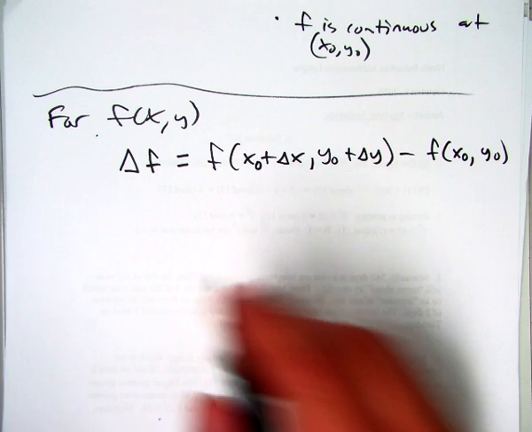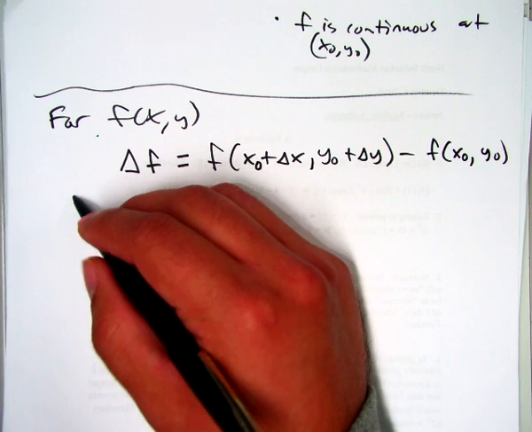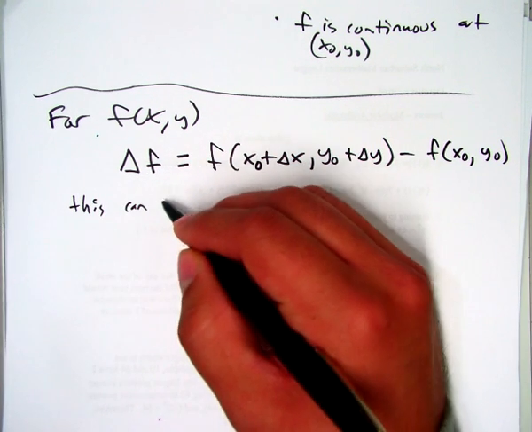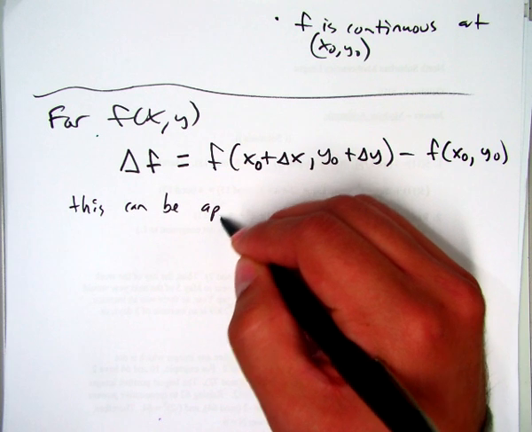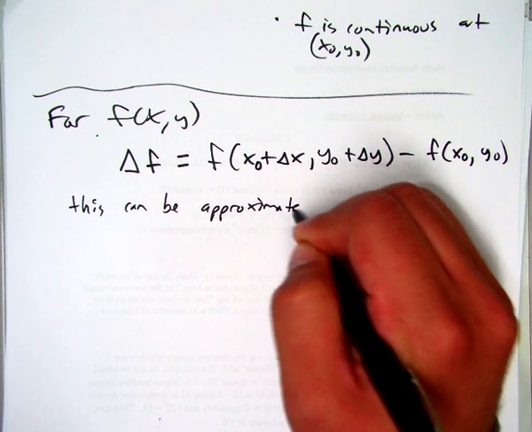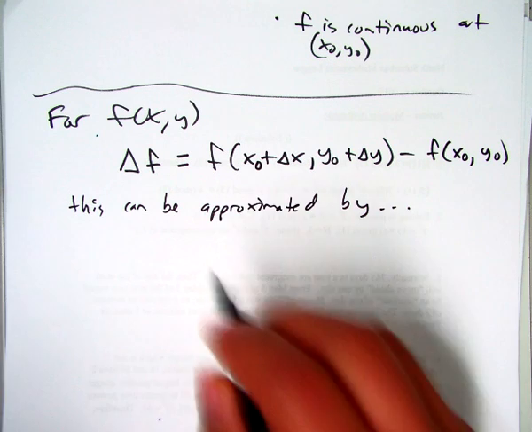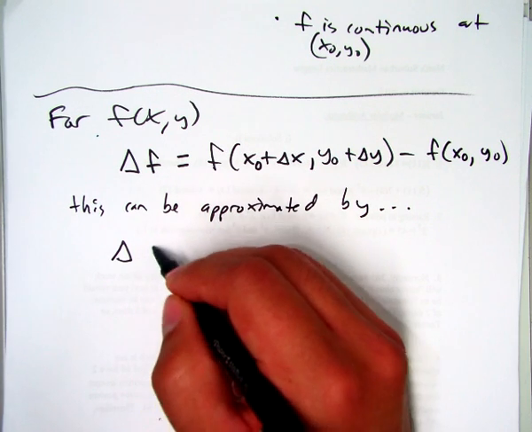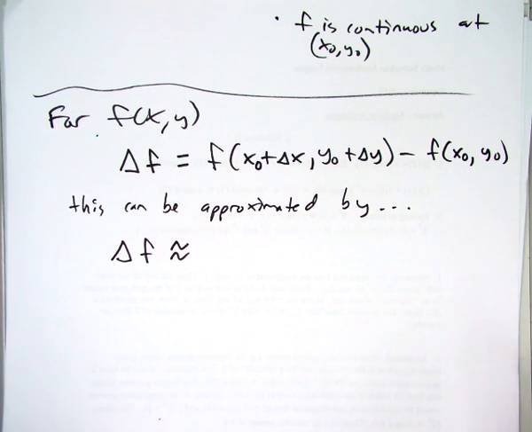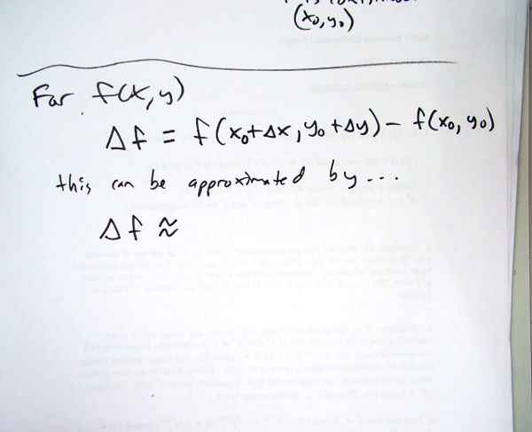Now, this can be approximated by something else, which looks very much like something you did in Calc 1. Do you guys remember how you approximated changes in y?